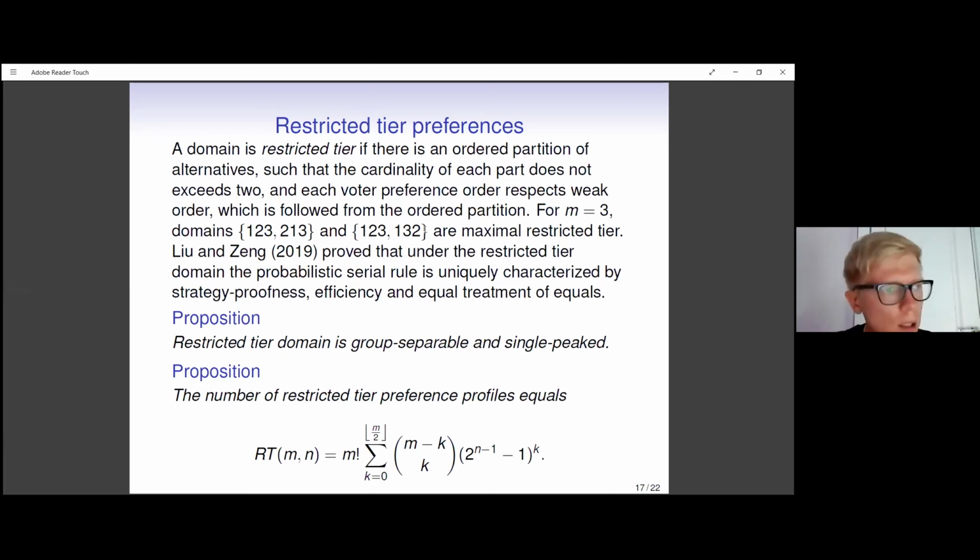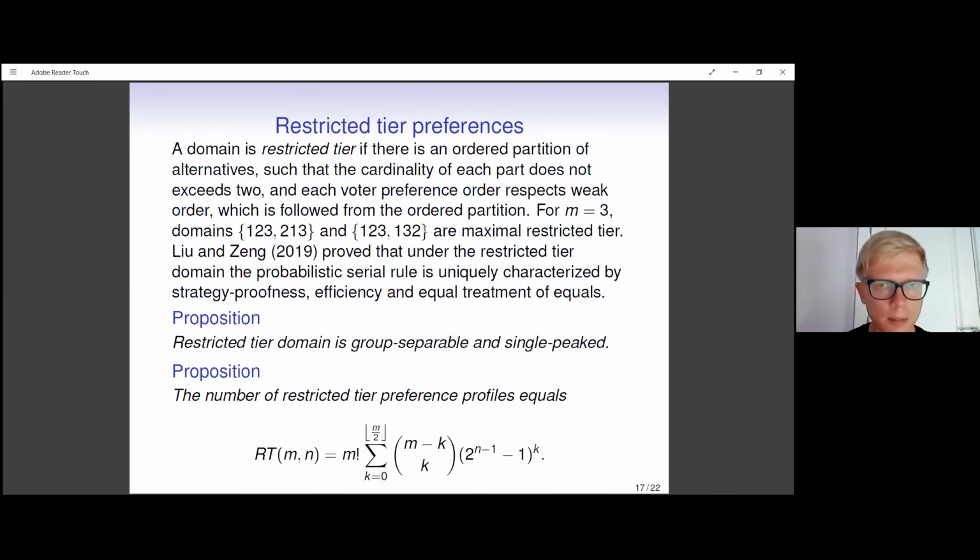Why are these domains important? We have a paper by Liu and Zheng. They proved that under the restricted tier domain, the probabilistic shared rule is uniquely characterized by strategy proofness, efficiency, and equal treatment of equals. So these domains arise not in voting theory, but in a random assignment problem. So the problem about Condorcet cycle and Condorcet paradox is not relevant here.